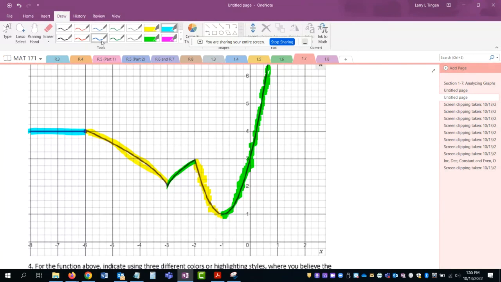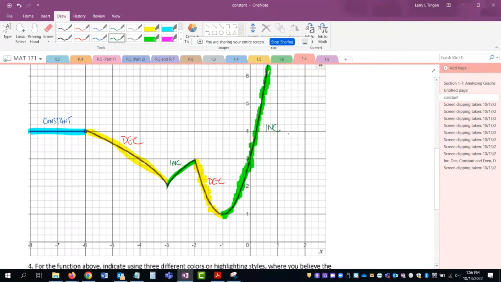Now, how am I going to describe these mathematically? Well, I said this is increasing. Oh, I did not say that. It is constant. So this is decreasing. I said this is decreasing. And then I said this is increasing and this is increasing.